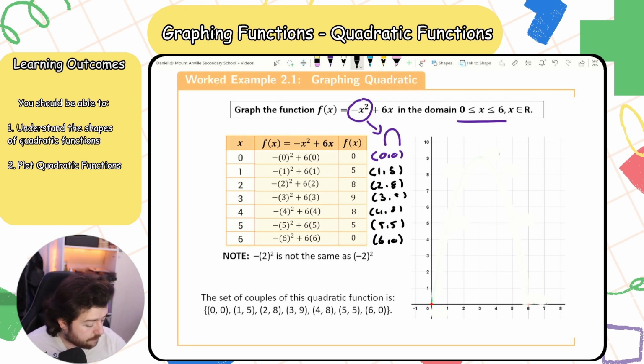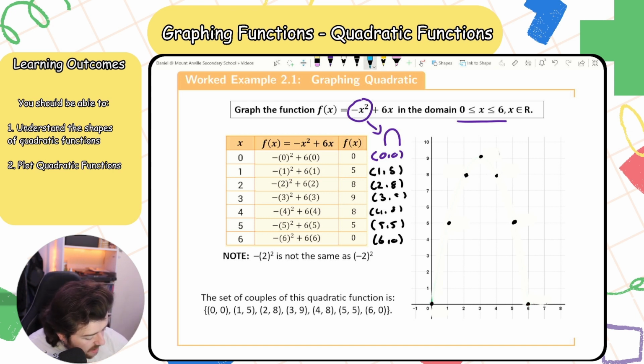So let's plot these points out. 0, 0, that's my first point here. 1, 5, that's here. 2, 8, go to 2 on my x-axis, go to 8 on my y-axis. Boom, there it is. 3, 9. So go to 3, go up to 9. 4, 8. See how I am getting this kind of curvy shape, right? 5, 5. And then 6, 0.